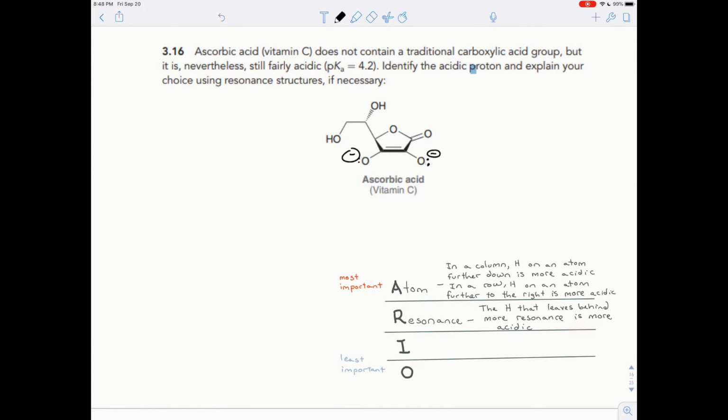So now we've narrowed down the hydrogens even more. We know that they're not the hydrogens on the carbon, because of the atom factor. We know that they're definitely not the hydrogens on these oxygens, because they don't have any resonance. If we were to choose between the hydrogens on those two oxygens, we'd have to see which of those two oxygens has more resonance. Now, let's draw the resonance structures for each of these. So I'm going to just copy this here.